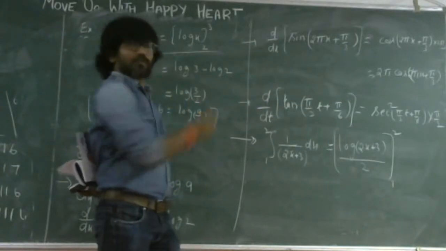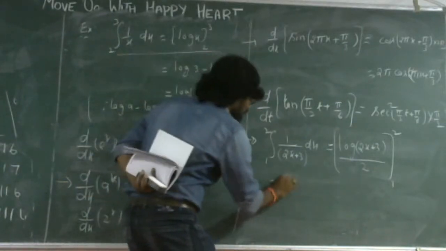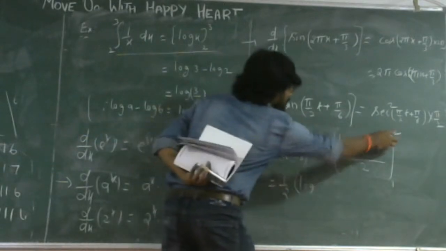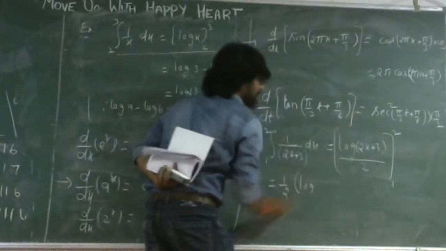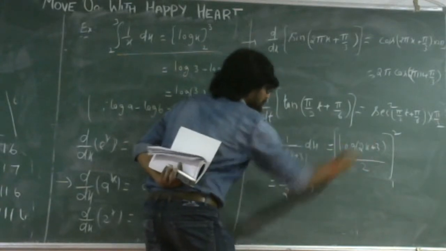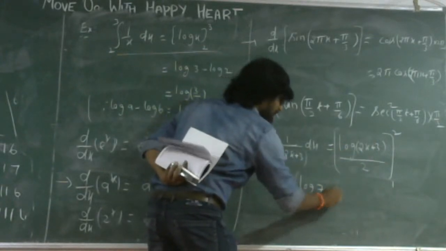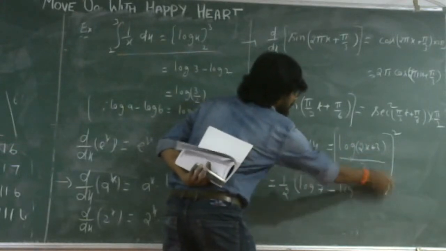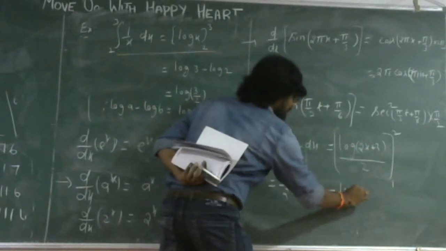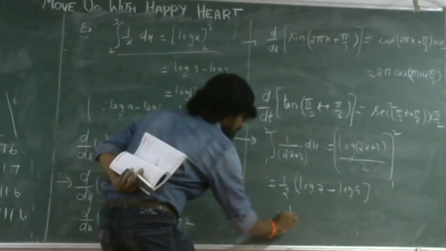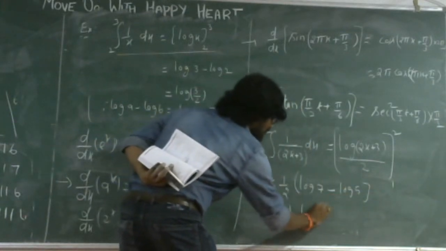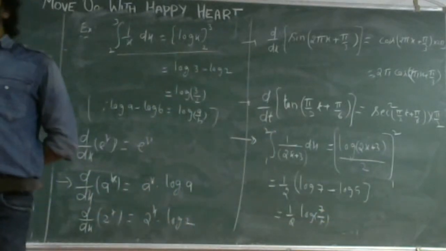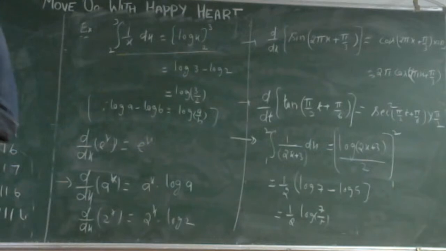2 is a number, take it out. So you can take this as 1 by 2 into log of, in place of x, the upper limit: 2 into 2, 4, 4 plus 3, 7, minus, in place of x, the lower limit: log of 2 into 1, 2, 2 plus 3, 5. Log 5. So it is equal to 1 by 2 into log 7 by 5. Got it? That's it. So this kind of question will come.